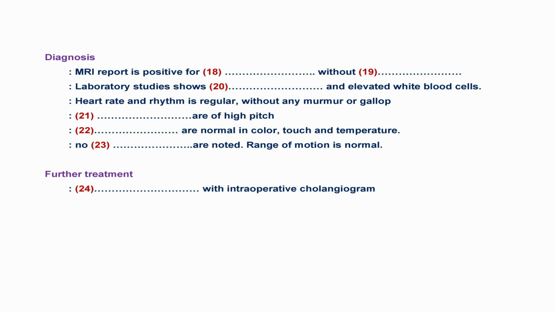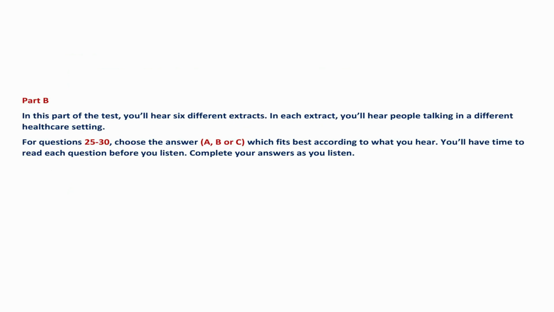This is the end of Part A. Now look at Part B. Part B. In this part of the test, you will hear 6 different extracts. In each extract, you will hear people talking in a different healthcare environment. For questions 25 to 30, choose the answer A, B, or C, which fits best according to what you hear. You will have time to read each question before you listen to the audio. Complete the answers as you listen to the audio.